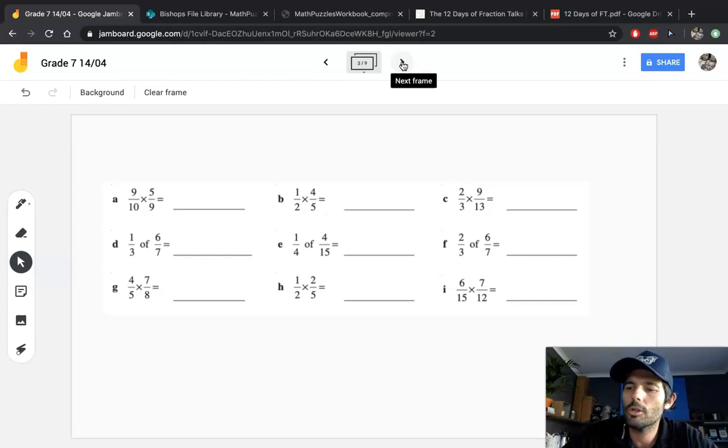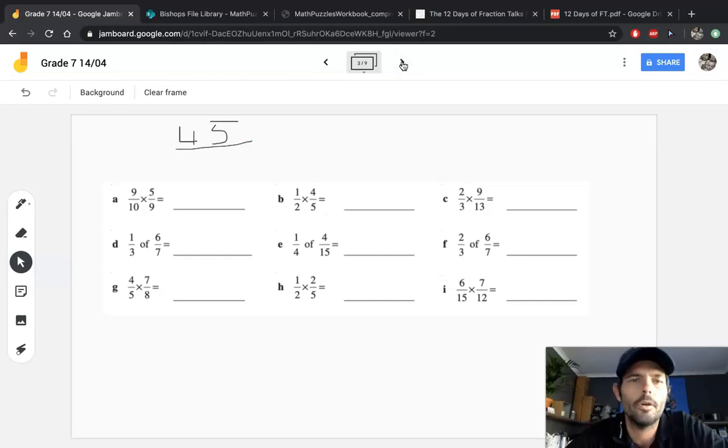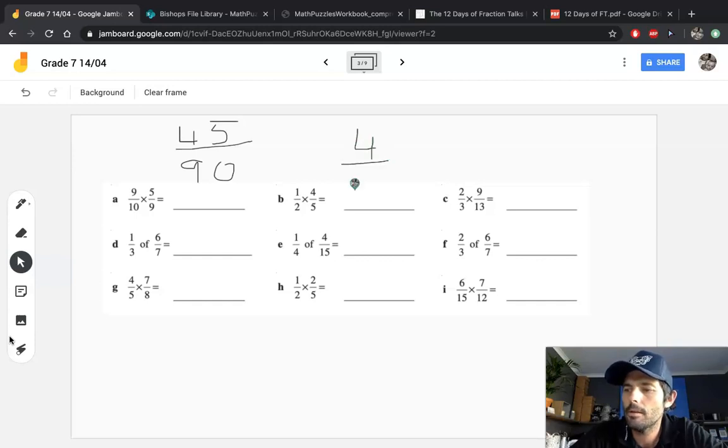Okay, so here on A, we're going to say 9 times 5 is 45. Okay, so there's your 45 from 9 times 5, and then the denominator, 10 times 9 is 90. Okay, and if I asked you to simplify that, you should recognize that 45 is half of 90, so that answer simplified is 1/2. Okay, B, I'm saying 1 times 4 is 4, over 2 times 5 is 10, and then to simplify that, we look for the highest common factor of 4 and 10, which is 2.